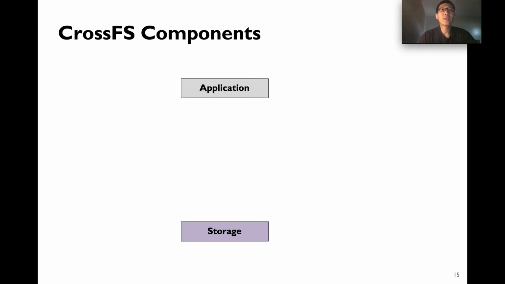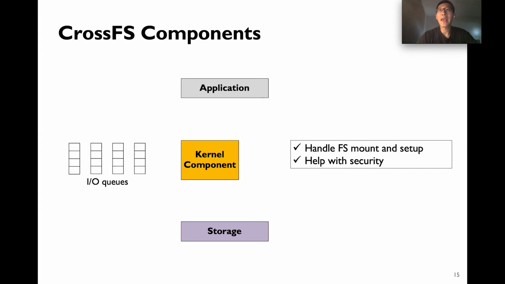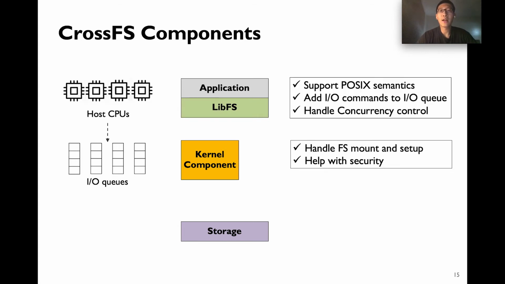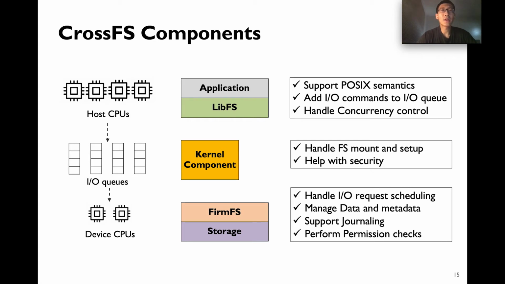CrossFS disaggregates file system components across I/O software and hardware layers. The kernel component is responsible for file system mounting, setting up the I/O queue region, and security. LibraryFS runs with each application, utilizes the host CPU, provides POSIX semantics, adds I/O commands to the I/O queue, and also performs fine-grained concurrency control. FirmFS runs inside the storage device, utilizes the storage CPU, schedules I/O requests from the I/O queue, and also handles traditional file system functionalities like data and metadata management, journaling, and permission checks. CrossFS provides direct access, bypassing the OS kernel, and only goes to the kernel component when necessary.